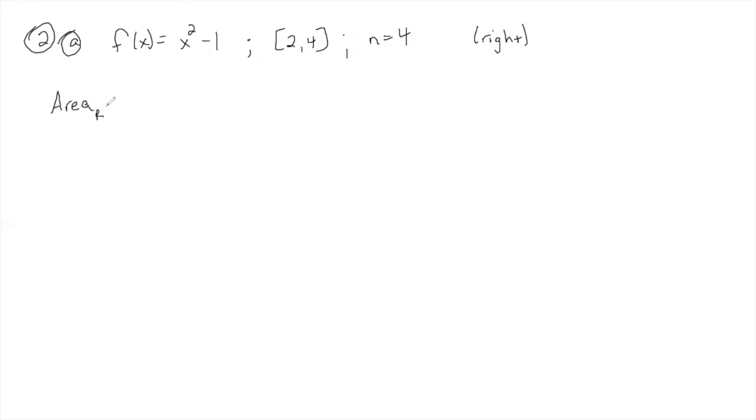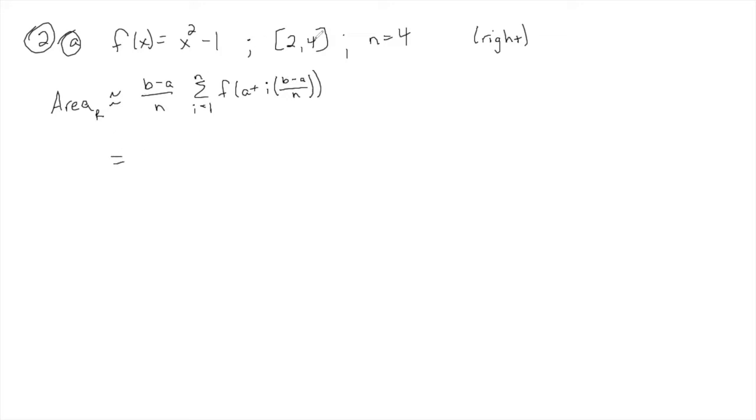Okay, so let's remember area sub R is approximately b minus a over n times the sum i equals 1 to n of f of a plus i times b minus a over n. And this is just something that I have memorized, that you should have memorized. All right, and now we just start plugging in.